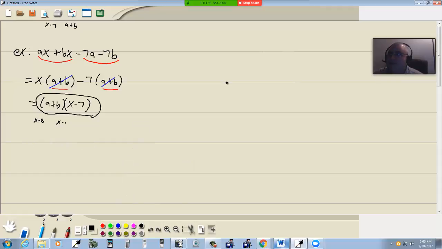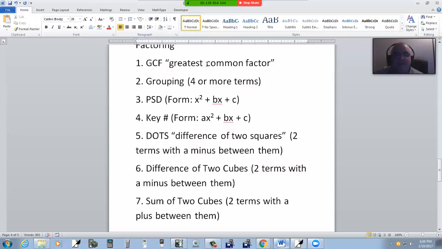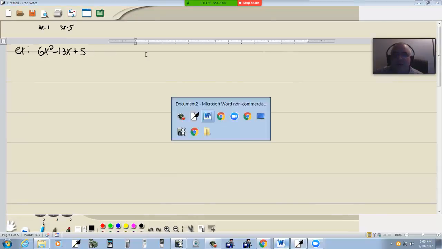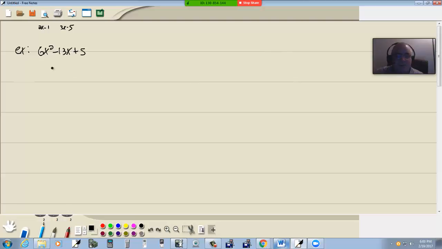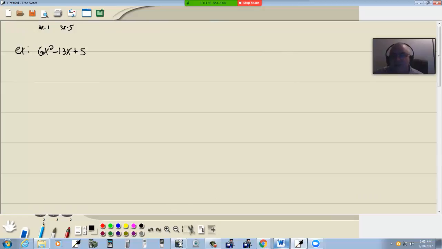Now we'll look at the next type. We'll make up one. Let's say we got 6x squared. Can't read my own writing. Okay, 6x squared minus 13x plus 5. Now I start going through my list. GCF, well, all three terms have nothing in common. Grouping is 4 or more terms. This is 3 terms. PSD is close, except there's a number in front of the x squared.